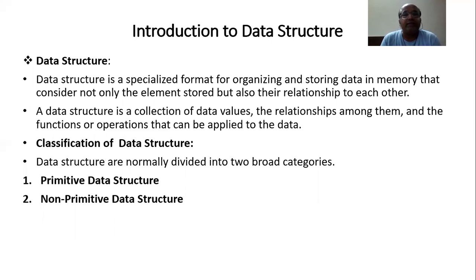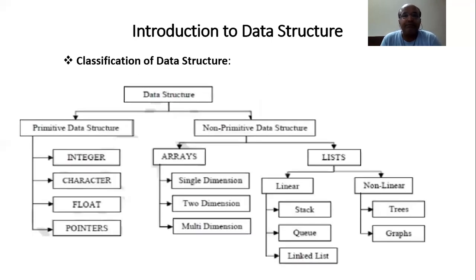Then we discussed what exactly the data structure is. That is nothing but a specialized format for organizing and storing the data in a particular proper format. Then we have a classification of data structure like primitive and non-primitive data structure. If you understand this flow chart, data structure will bifurcate into 2 categories, primitive and non-primitive. In primitive, integer, character, float, pointers. In non-primitive, array and list. In list, we have 2 categories, linear and non-linear. The examples of linear data structure are stack, queue, and linked list. Non-linear are tree and graph.